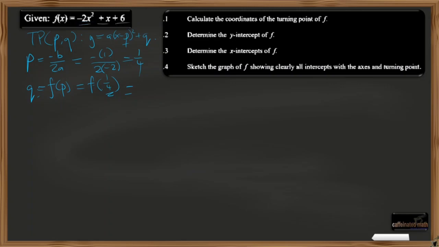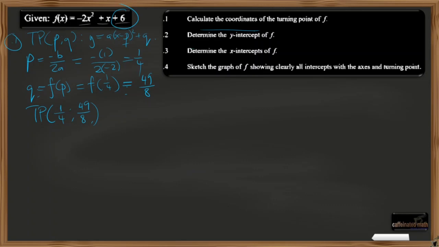Man, I should just do this better. That equal to sign is ugly. This one's slightly better. Should get the value 49 over 8. Okay. So the coordinates of our turning point, if we give it back in a neater form, is 1 over 4 and 49 over 8.